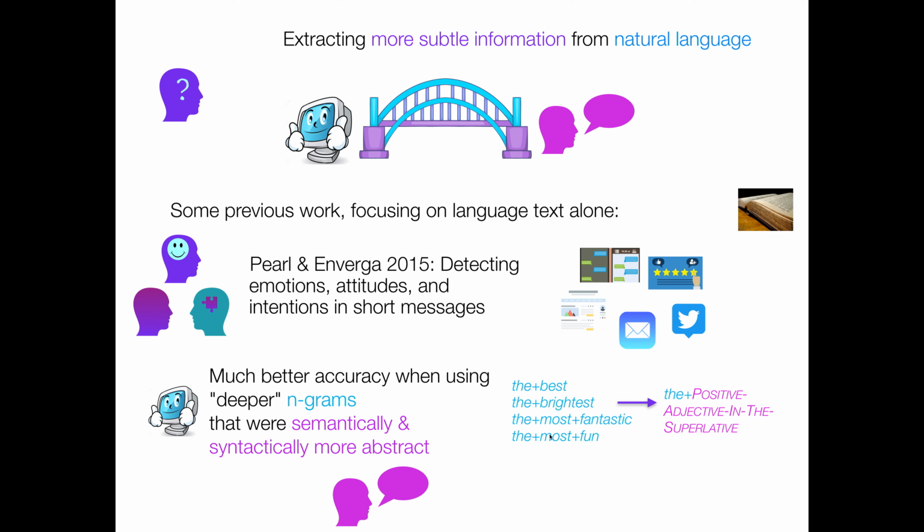But we used ones that were semantically and syntactically more abstract, drawing from linguistic knowledge that the form of these were adjectives in the superlative form, and they were positive adjectives as well. So using this kind of abstraction from linguistics, we could collapse across these different individual n-grams, and these deeper type n-grams gave us much better accuracy at detecting those emotions, attitudes, and intentions in short messages.